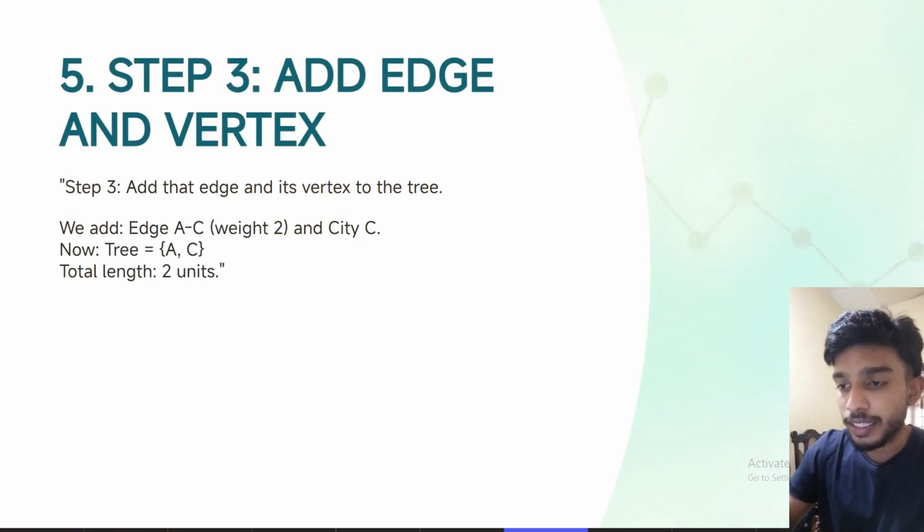Step 3. Add that edge and its vertex to the tree. In step 2, we found the smallest weight edge, which is AC. Now city C is added to the tree. Now the tree is AC. Total length is 2 units. Now you can see the tree grows from single point A to include C with the connecting branch.